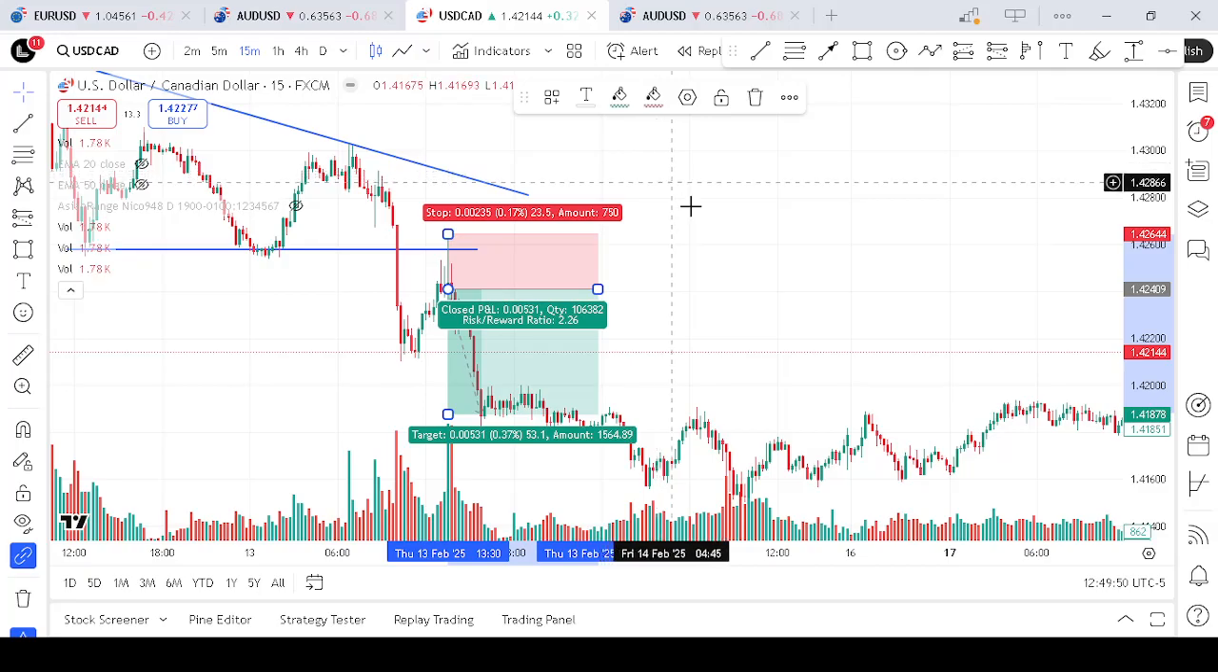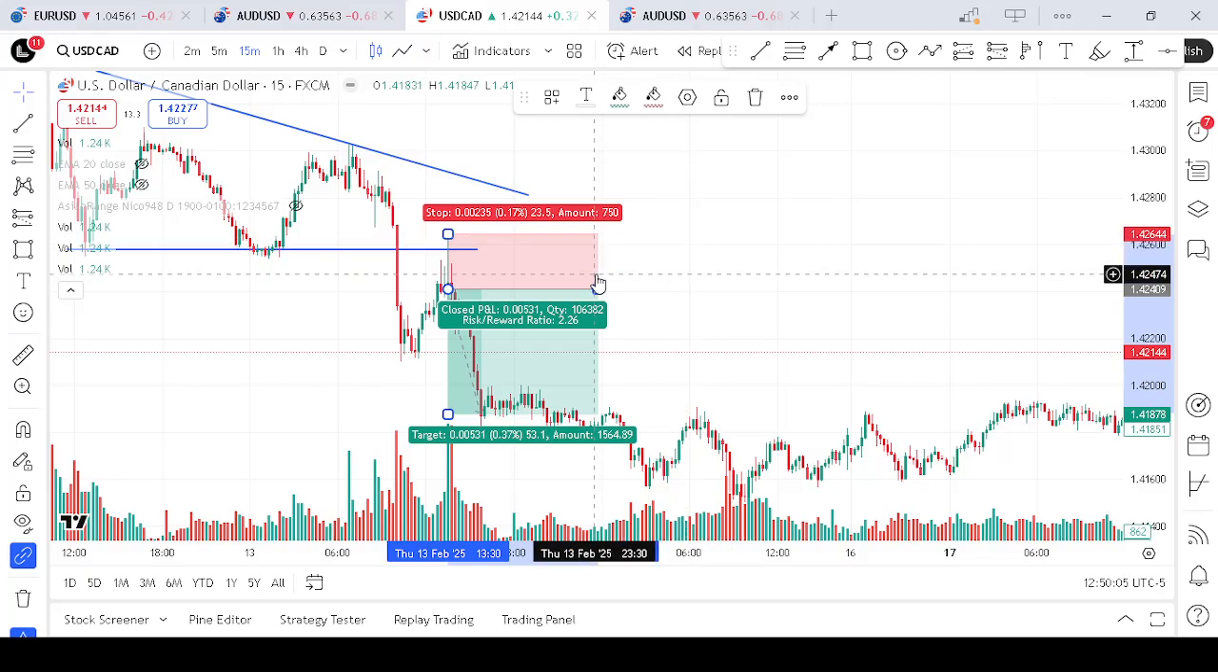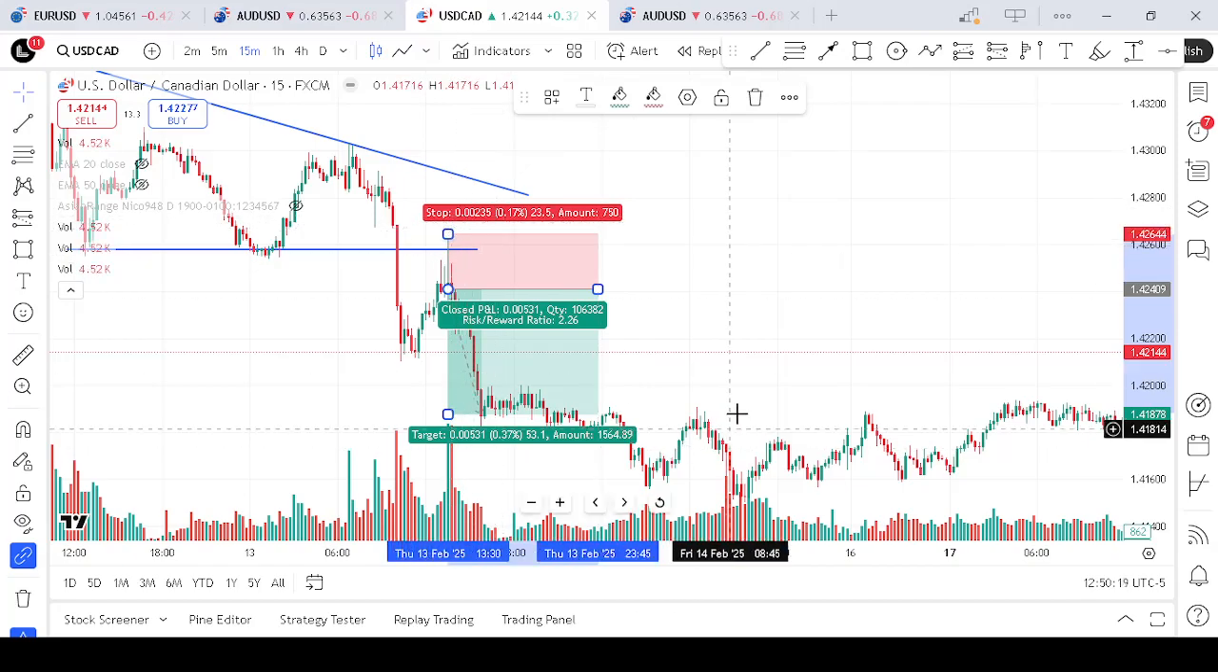Then the number 3 rule to managing your risk effectively should be your position sizing. Always adjust your position size based on how far away your stop loss is from your entry point. The larger the distance between your entry and your stop loss, the smaller your position should be to maintain a proper risk management trade.